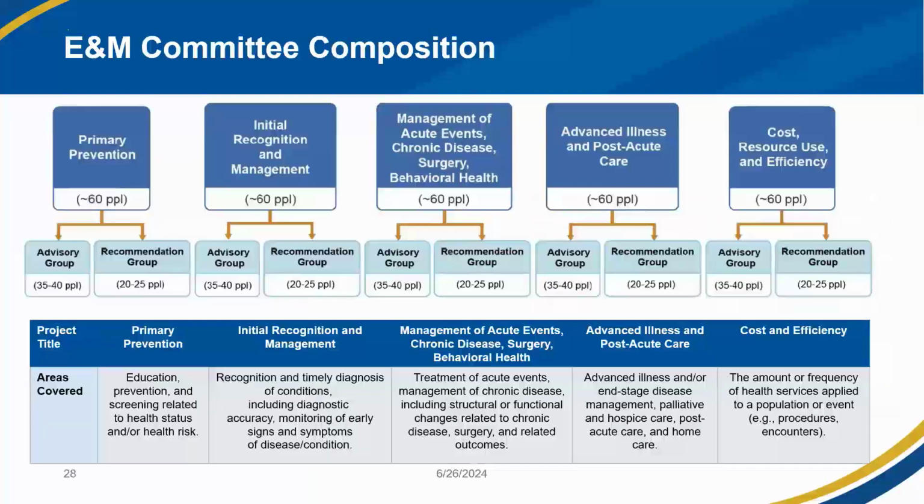Similar to PRMR and MSR, E&M committees are composed of a diverse group of individuals representing all facets of the healthcare system, including patients and caregivers, clinicians, facilities, purchasers, rural health and health equity experts, and other interested stakeholders such as policymakers and health services researchers. Measures for E&M are organized into 5 project topical areas shown here on the screen: primary prevention, initial recognition and management, management of acute events and chronic conditions, advanced illness and post-acute care, and cost and efficiency. Measures are assigned to these projects based on similar topic and where the measure has the most relevance in a patient's journey throughout the healthcare system.